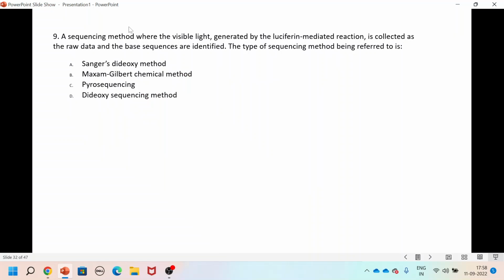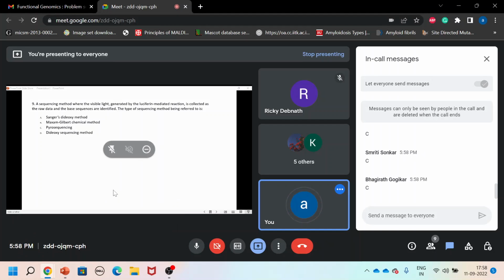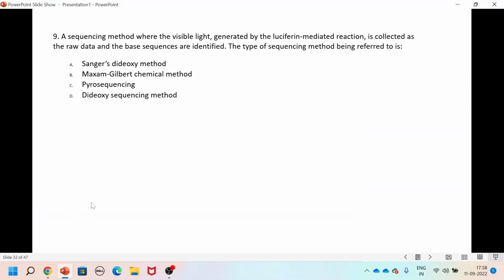The next question is a sequencing method where the visible light generated by the luciferin mediated reaction is collected as the raw data and the base sequences are identified. The type of sequencing method being referred to is it Sanger dideoxy method, Maxam Gilbert sequencing method, pyrosequencing, or dideoxy sequencing method? Option C, okay, right. So it is the pyrosequencing method. As we know, in pyrosequencing, the pyrophosphate which is released leads to the luciferin mediated reaction generating the light.